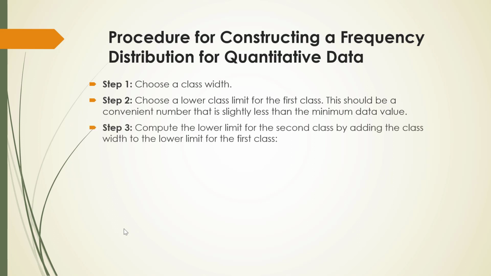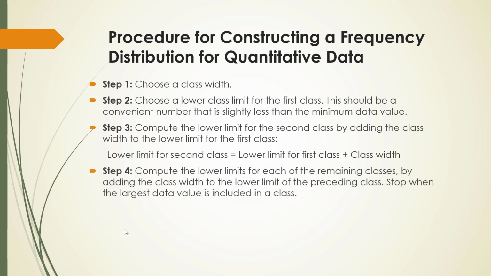Step 3, compute the lower limit for the second class by adding the class width to the lower limit for the first class. So the lower limit for the second class is equal to the lower limit for the first class plus the class width. Step 4, compute the lower limits for each of the remaining classes by adding the class width to the lower limit of the preceding class. Stop when the largest data value is included in a class.